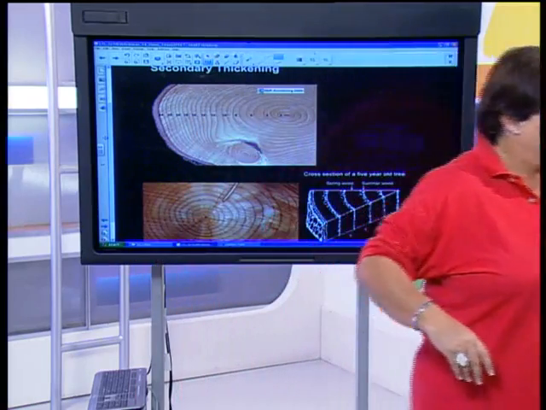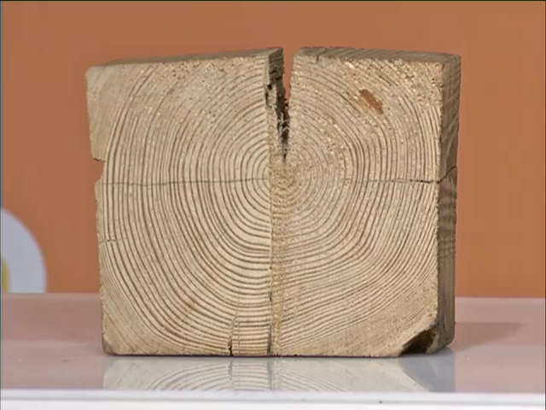All right, guys, I want you to have a look at this block I've got here, and I want to say thank you to Leon at the school, who got this for me. I really appreciate it. Now when we're talking about annual rings, you're going to see very clearly what we mean.